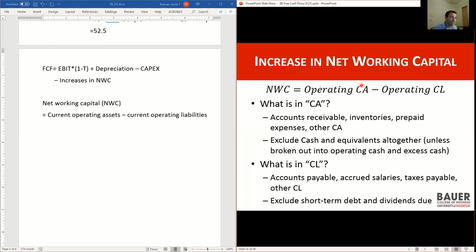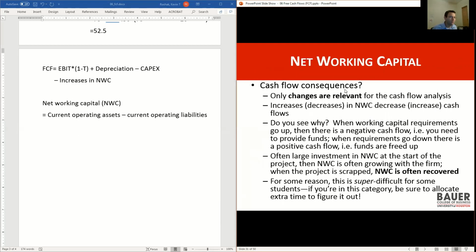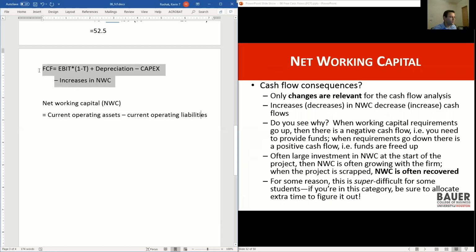We've got these assets minus your liabilities, all short term. What are the cash flow consequences? Well, if we go back to the whiteboard and look at the free cash flow equation, what affects our free cash flow? It's not net working capital by itself. Rather, it's the increases in net working capital. That's what drives your free cash flows.